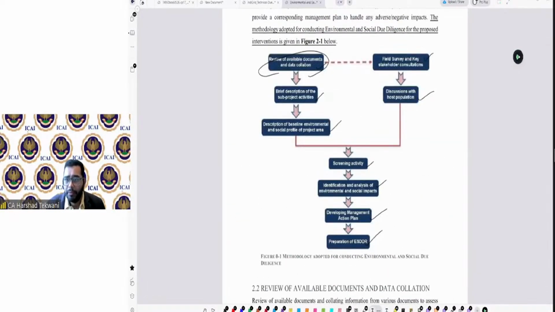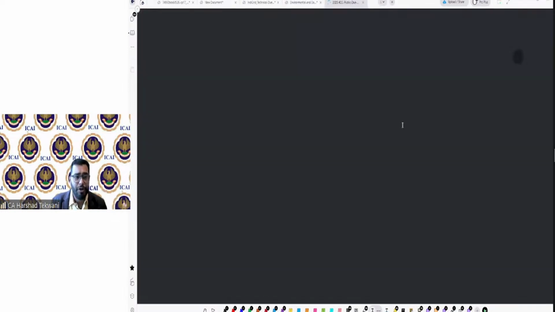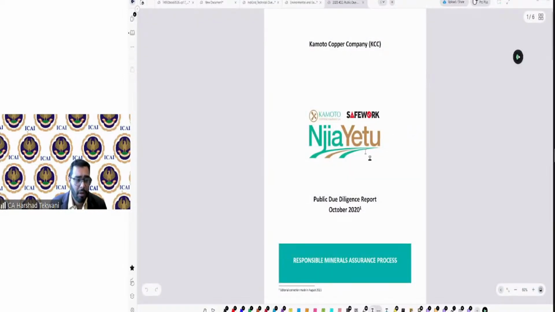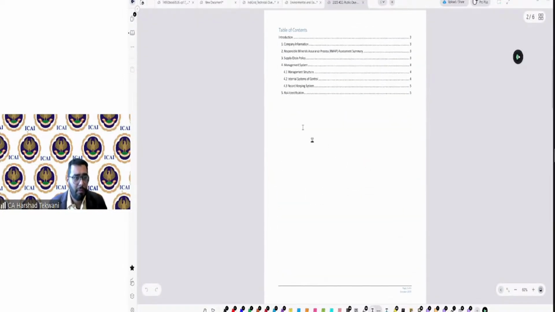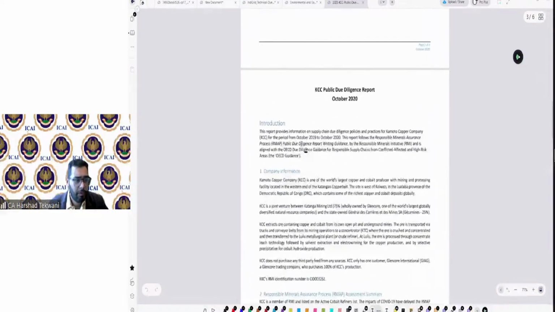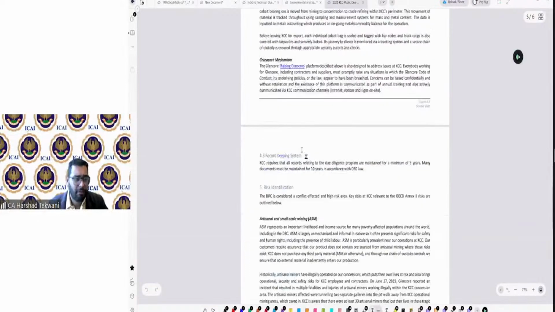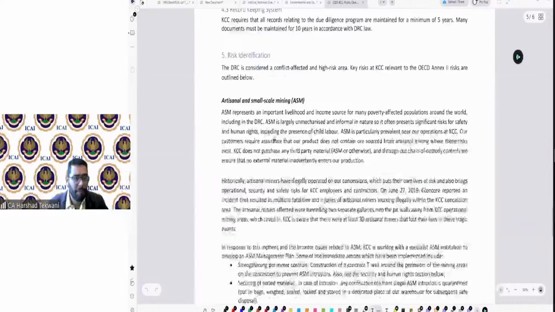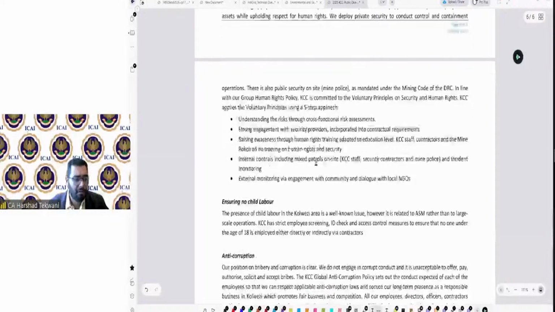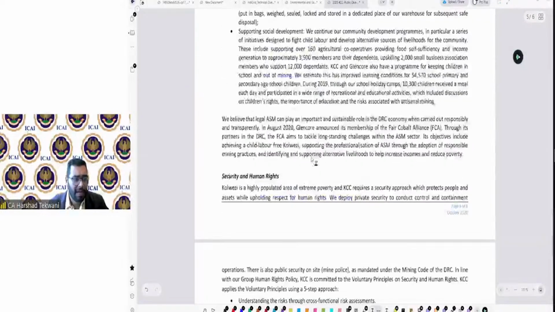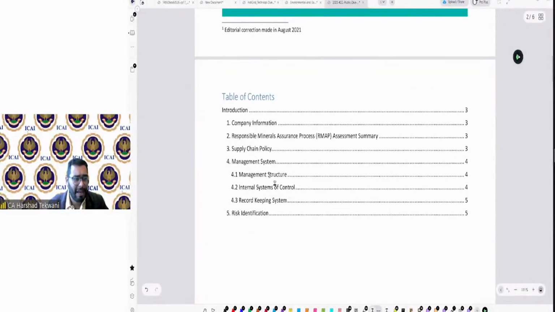For example, this is another due diligence report which I'm showing to you. This is the due diligence report with respect to the supply chain. And here, if you see the methodology, it is followed differently. Risk identification has been done, key risk at a particular entity. What is the key risk? A summary is prepared over here, which has key risk, management structure, internal control, record keeping systems, and everything.